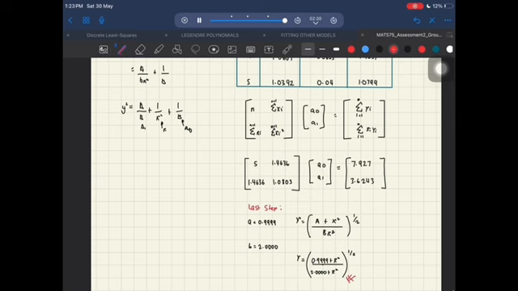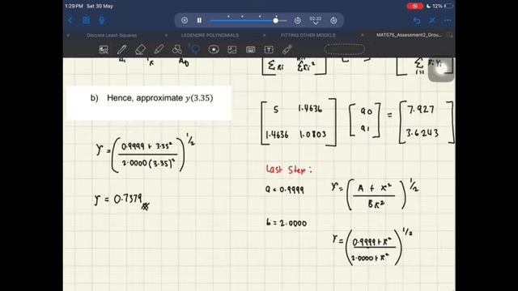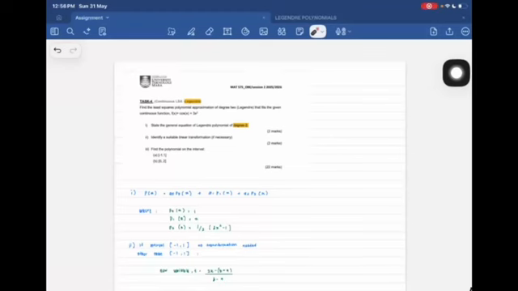Finally, for part B, we are asked to approximate the value of y when x is equal to 3.35. By plugging 3.35 directly into our newly determined model and computing the square root of the expression, we get a final estimate value of 0.7379. This completes the least square approximation process successfully. Thank you for your time.